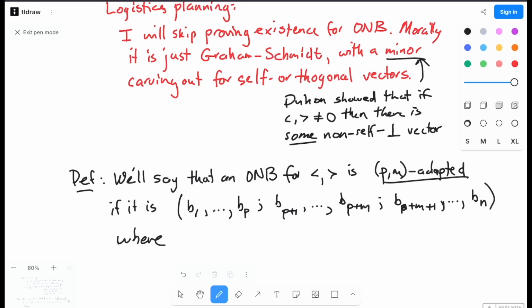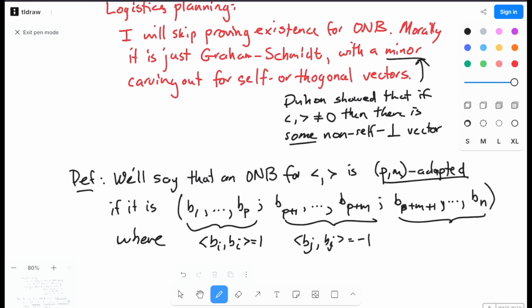Where these first things are 1 with themselves, these next things are -1. I guess I can use different indices, why not? And I don't want to use k. And these last ones are 0.